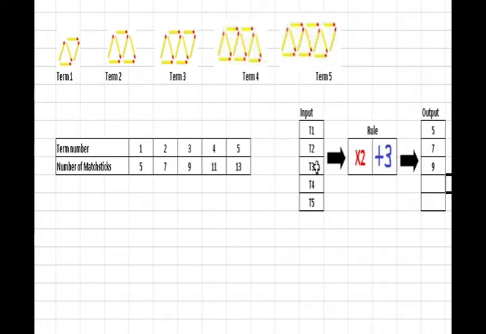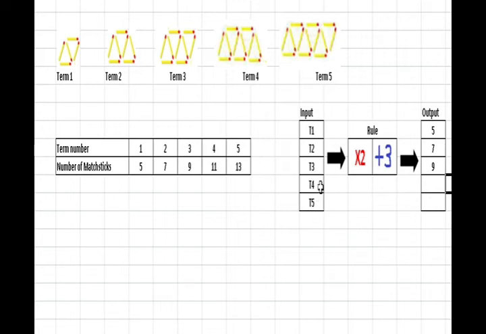If I take 3 multiplied by 2, the answer is 6. And if I take 6 and add 3 to it, the answer is 9. So this rule works for term 1, 2, and 3. And if it works for term 1, 2, and 3, then you are safe to say that this rule should work for any term number.